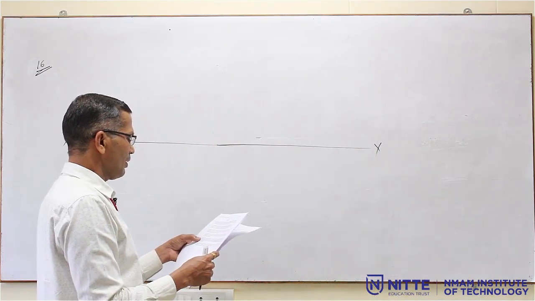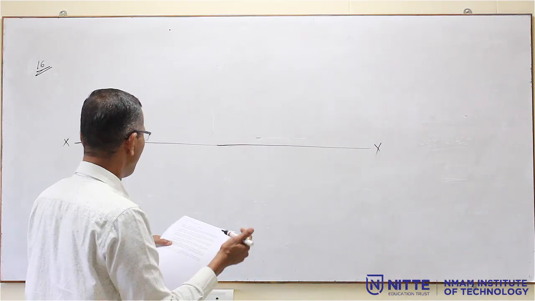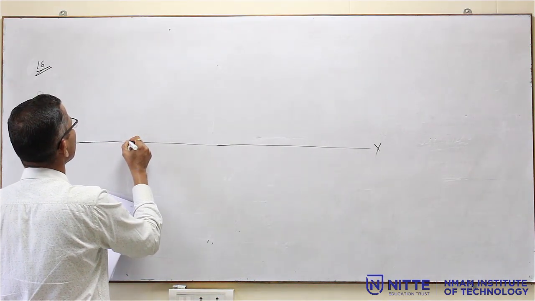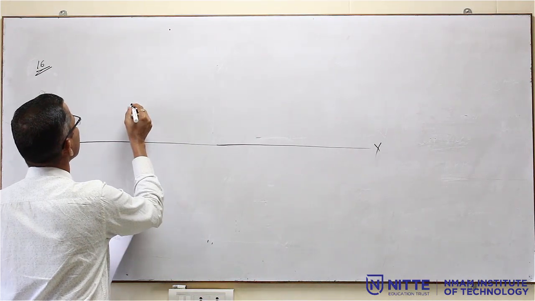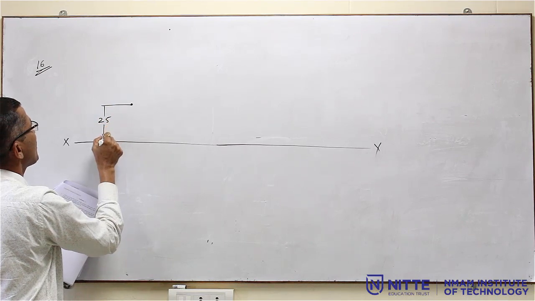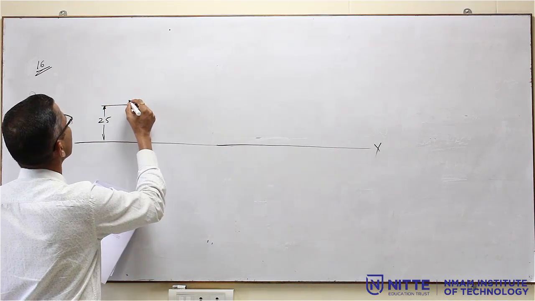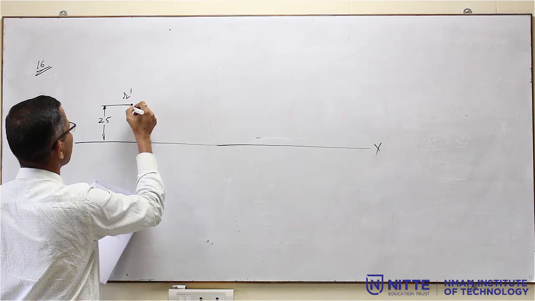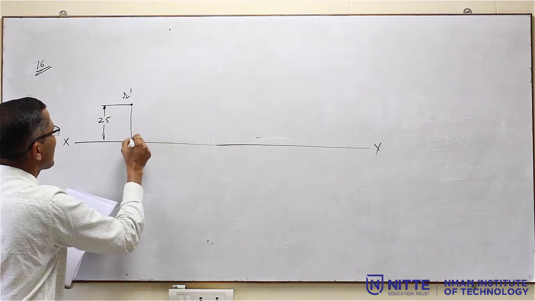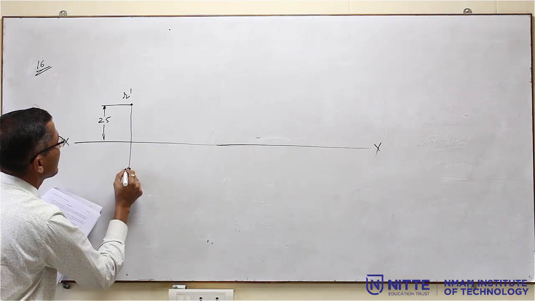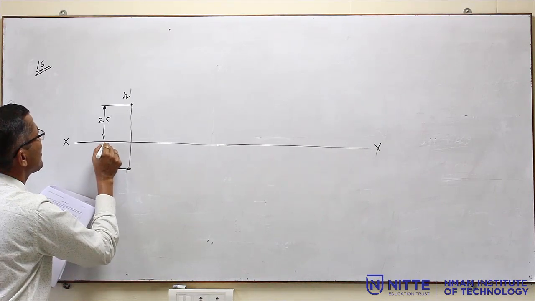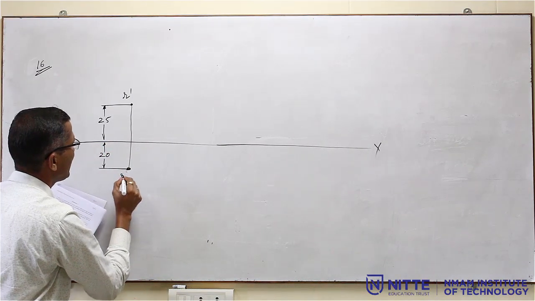Now first you have to draw the projections of point R. Point R is 25 mm above HP. So this distance is 25 mm above HP. This is R dash and 20 mm in front of VP. This distance is 20 mm. 20 mm in front of VP. So, this is point R.